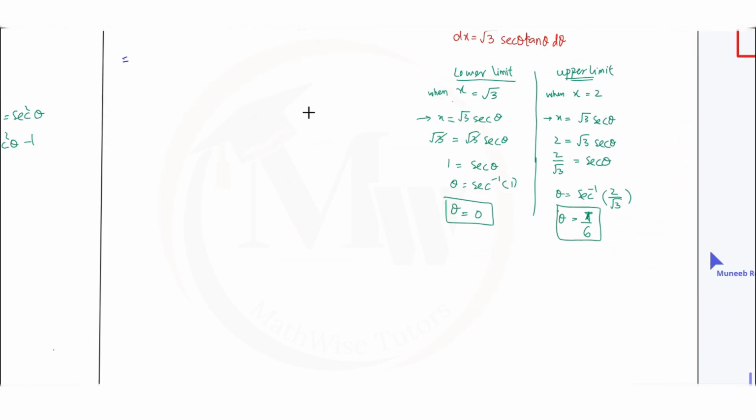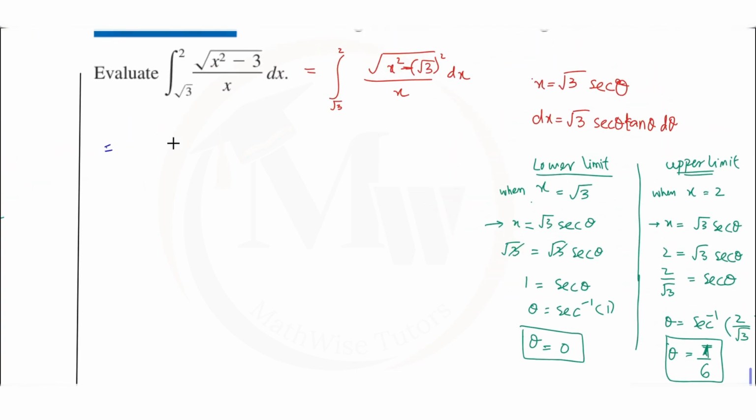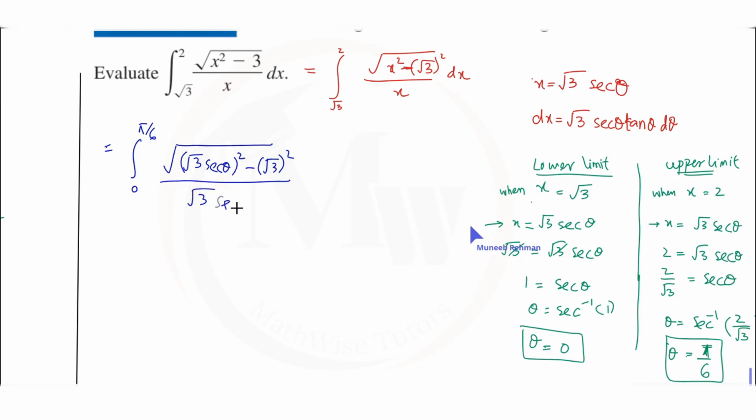Okay, now we got the lower and upper limit, so plug it into the question, and the other method is the same as we solved. So now it becomes 0 to pi by 6, and the other thing is the same. In the place of x, we plug square root 3 secant theta, so it becomes square root 3 secant theta squared in the place of x, minus square root of 3 squared, divided by x, square root of 3 secant theta. And what is dx? dx is square root of 3 secant theta tan theta d theta.